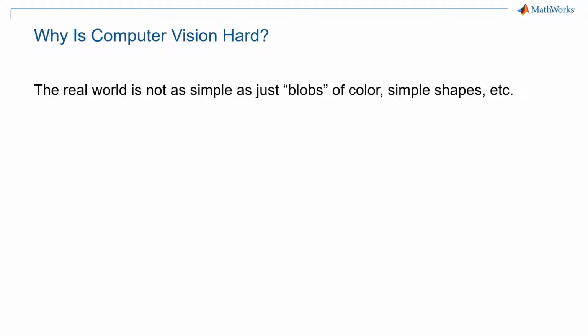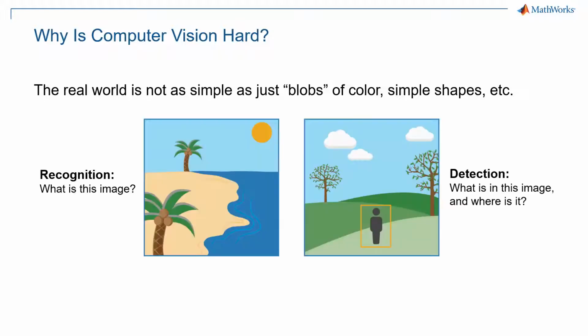So the things that we're typically interested in for robotics or any autonomous systems can be classified as two types of problems for vision. One is recognition. So what is this image? For example, this could tell you whether you're looking at a scene of a beach or a mountain or cats or dogs and so on.